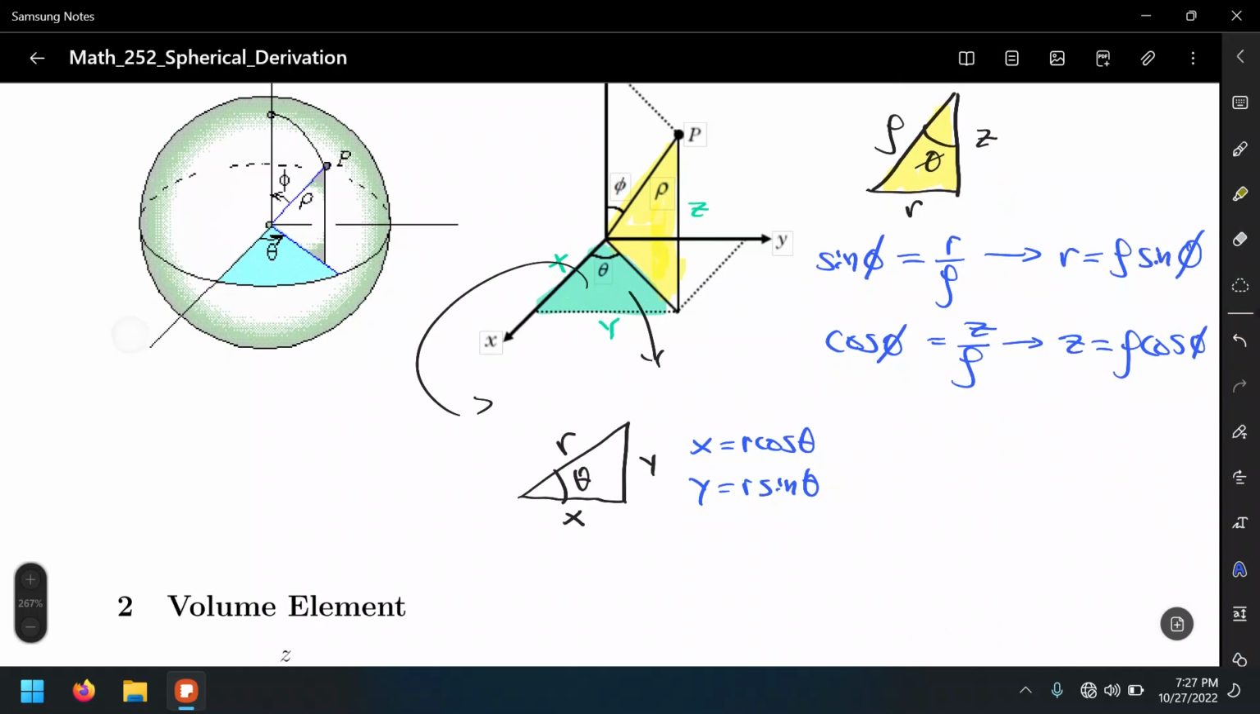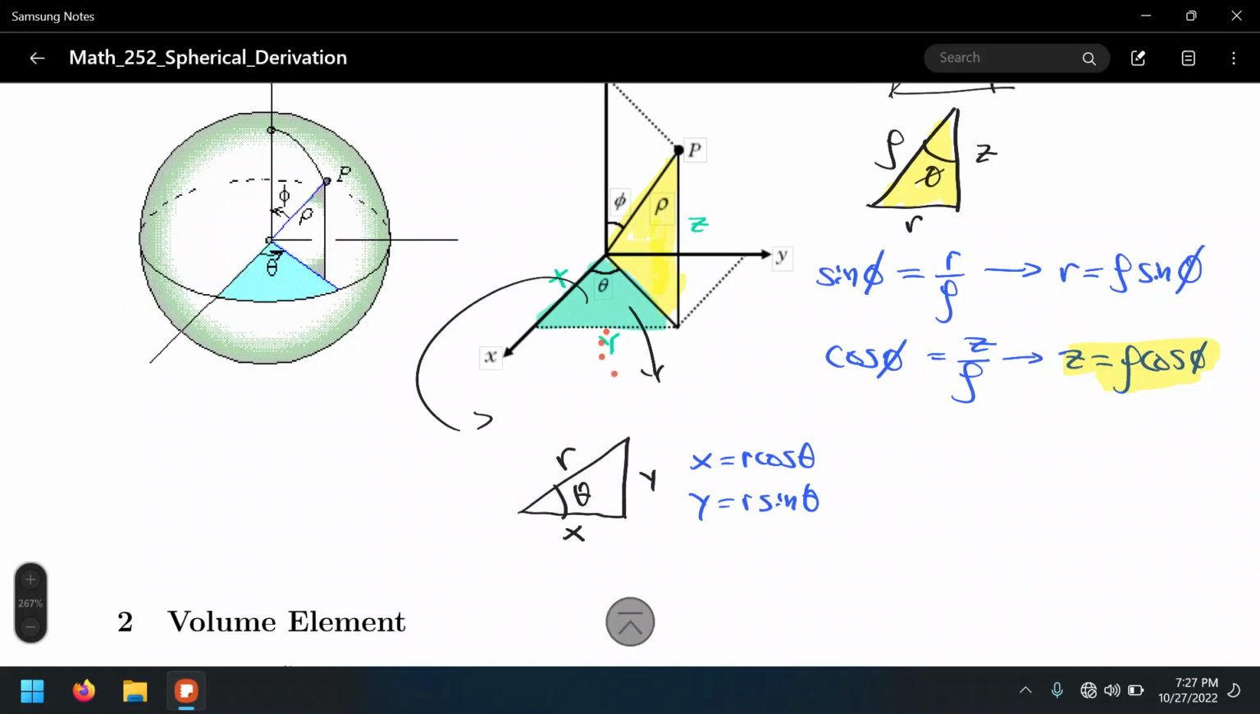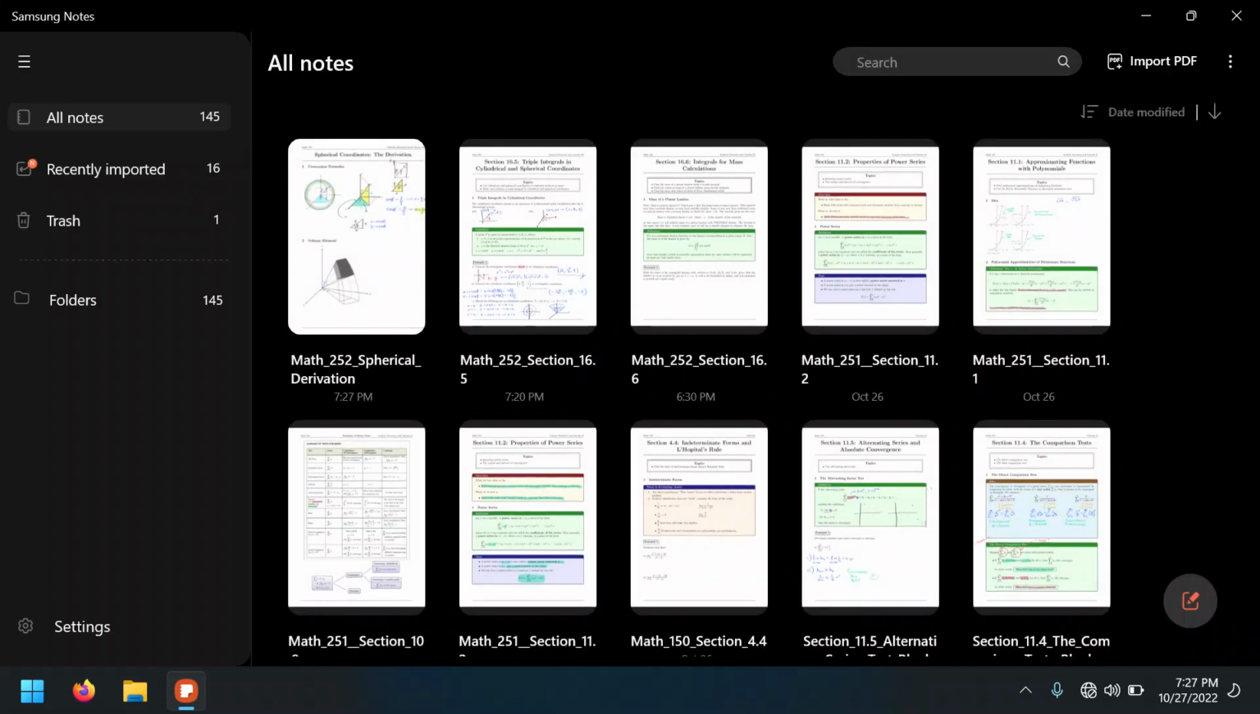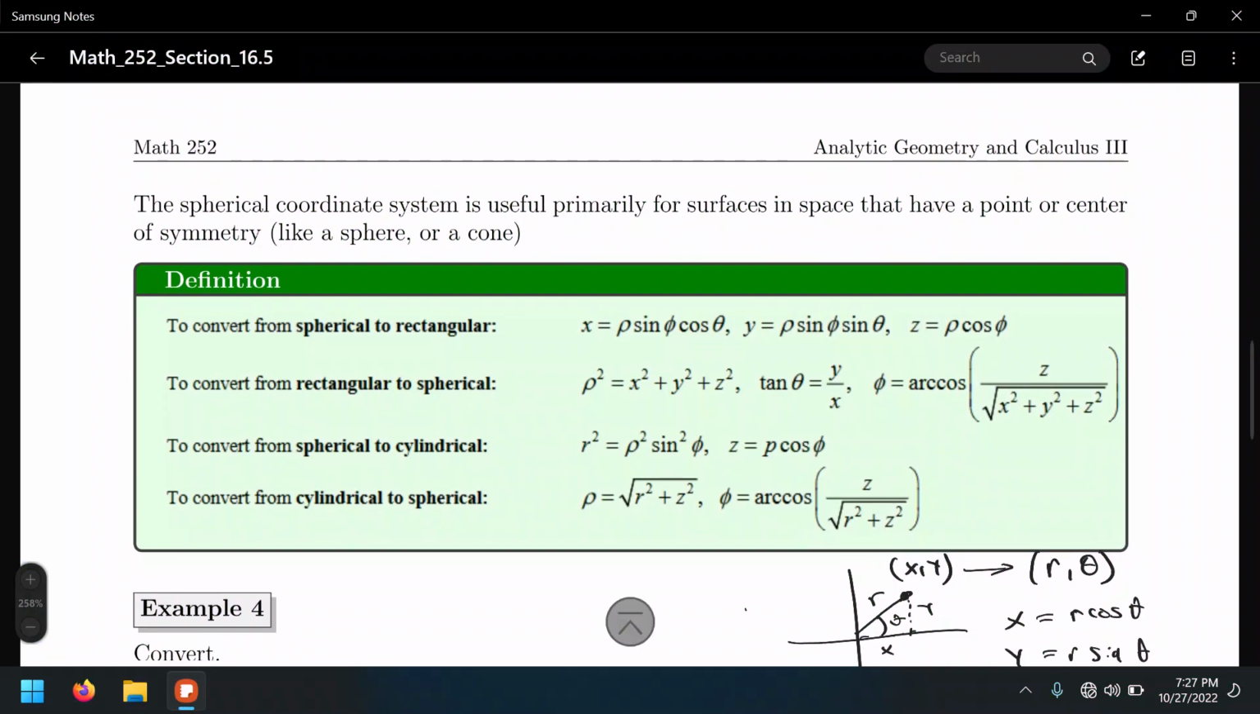Well, so actually we already got the z. If you notice, z equals rho cosine phi. Check on the other hand, isn't it the same? Let me go back actually so we can all see it together. This one, isn't it the same? We already got that one. Let's get the other two.